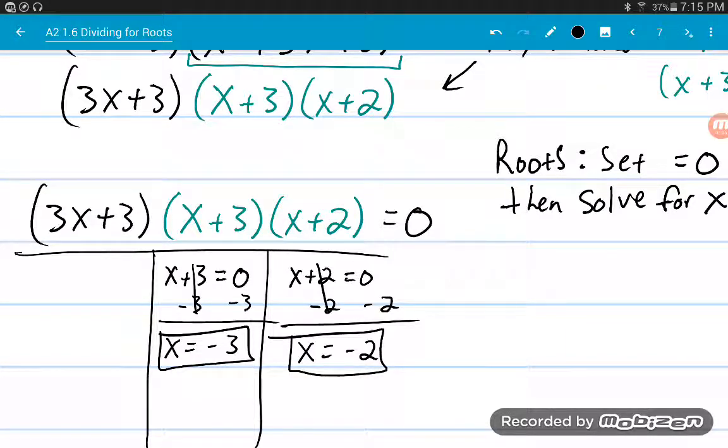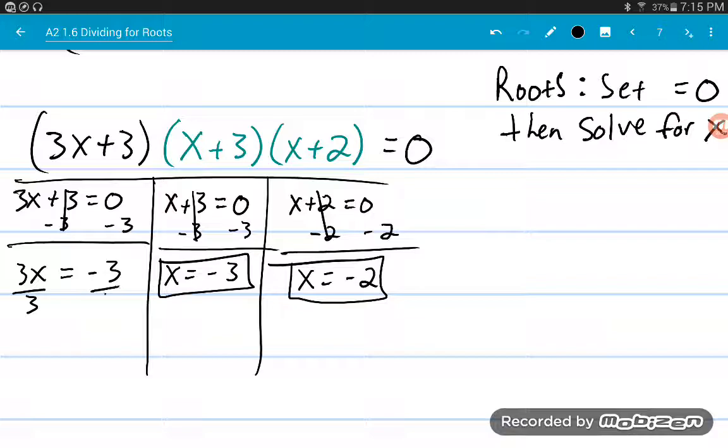That's my second root. On the left-hand side, I say, what if 3x plus 3 was equal to 0? Well, I got to get x by itself, so minus 3, minus 3. I get 3x is equal to negative 3.